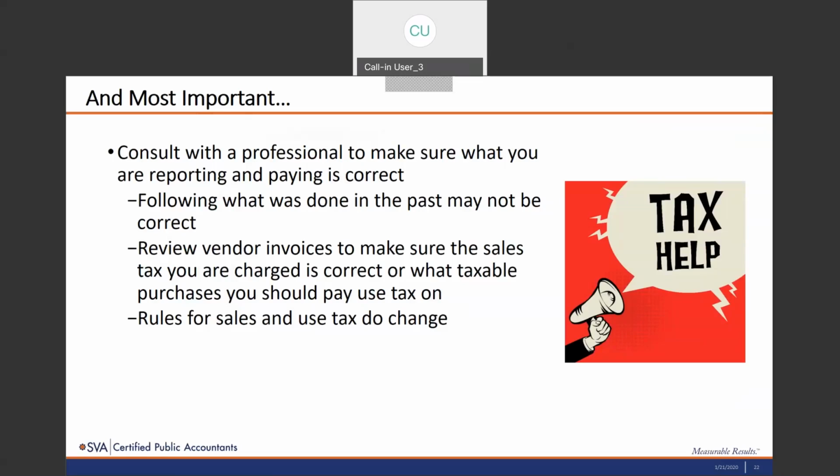Just following what's been done in the past and what's done on previous reports might not be correct anymore. The State of Wisconsin is changing rules on a regular basis for sales and use tax, and you want to make sure that somebody's staying on top of that for you so that you're charging things appropriately and paying the right sales tax. You also might benefit from somebody sitting down with your vendor invoices to make sure that the sales tax you were charged is correct, that they're actually putting sales tax on the right purchases, and that you're not overpaying or underpaying sales tax on those purchases.